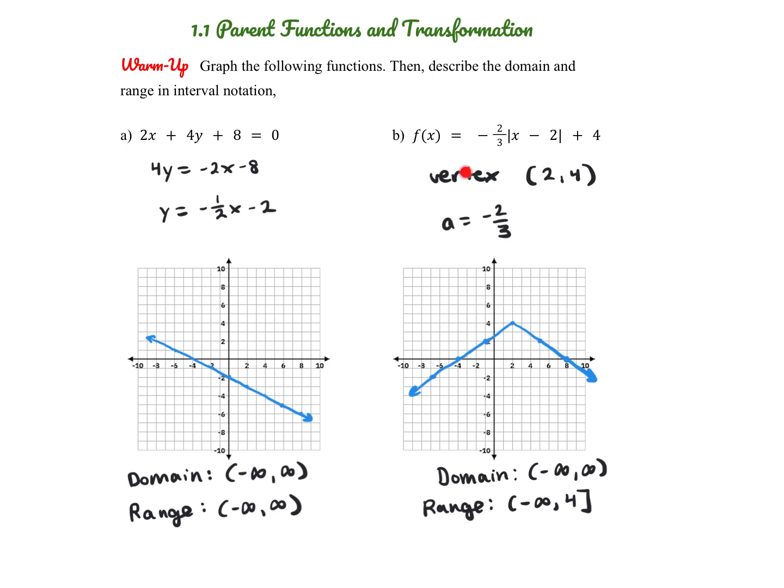For part B, I have this absolute value function. I see that my vertex is at (2, 4). And since my a value is -2/3, that is going to be the slope going to the right, which means the slope to the left of my vertex is +2/3. And you can see my domain and range below.